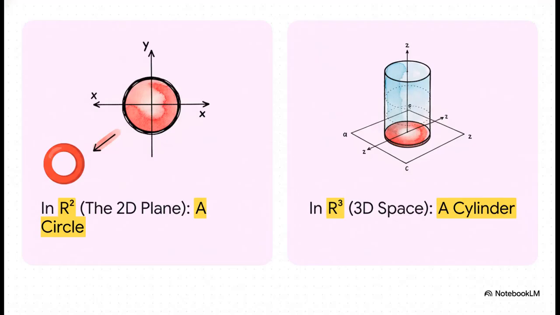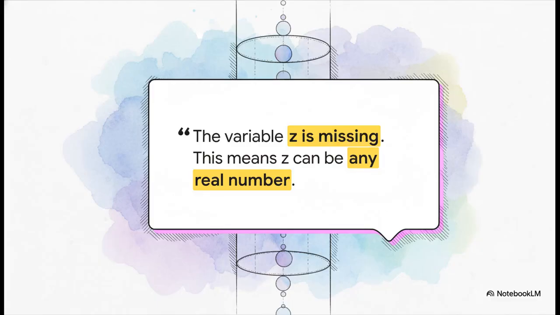And here it is, the big reveal. In the 2D plane, it's a circle, no doubt. But in 3D space, that exact same equation describes an infinite cylinder. So how on earth is that possible? Let's dig in. Here's the secret sauce. Look at that equation again. x squared plus y squared equals 4.